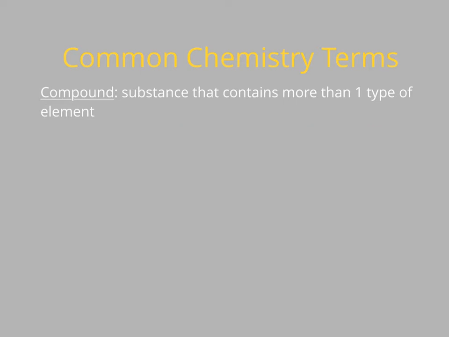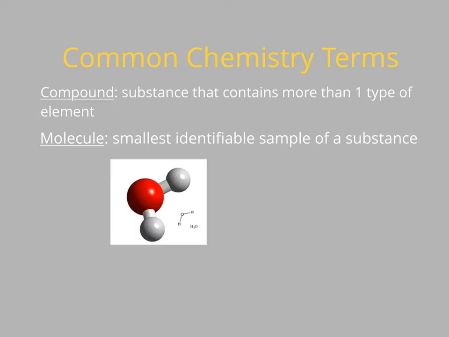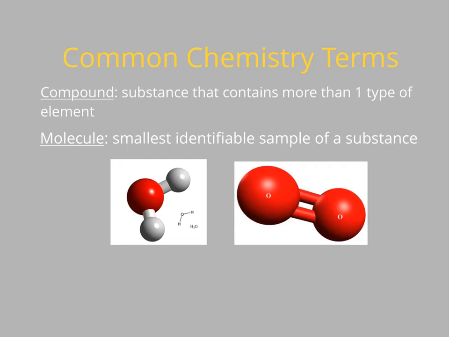We can also have molecules of certain compounds, as well as molecules of certain pure substances. So molecules are the smallest identifiable sample of a substance. So using water as an example, water is a compound, but I can also have one molecule of water. When I have one molecule of water, I have 2 hydrogens bonded to 1 oxygen. I can also have molecules that are only made up of one type of element. For example, a molecule of oxygen gas is composed of 2 oxygen atoms bonded together.